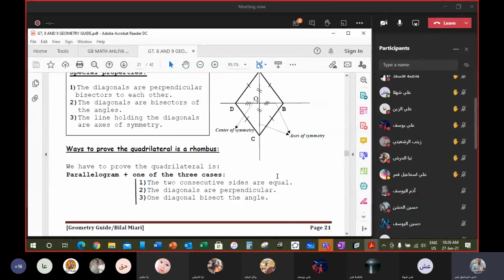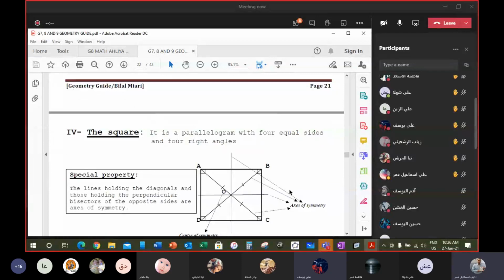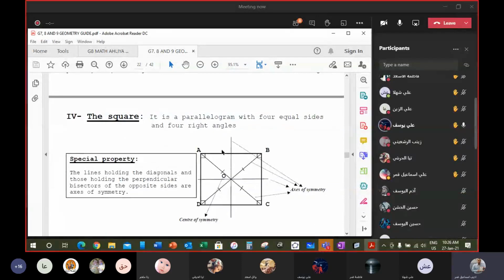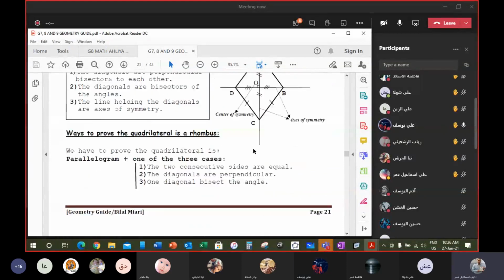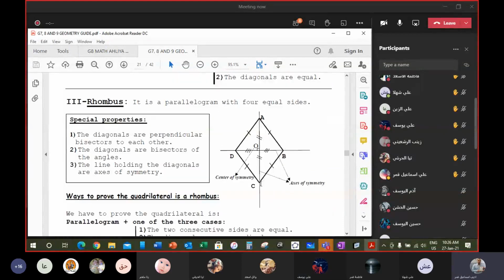Ways to prove the quadrilateral is a rhombus. We have to prove the quadrilateral is a parallelogram, plus two consecutive sides are equal. Or parallelogram plus diagonals are perpendicular, or parallelogram where the diagonals bisect the angles. Teacher, what does consecutive sides mean? It means one after the other. AB is followed by BC, so they come one after another. AB and BC, or BC and CD, or CD and DA are consecutive sides.